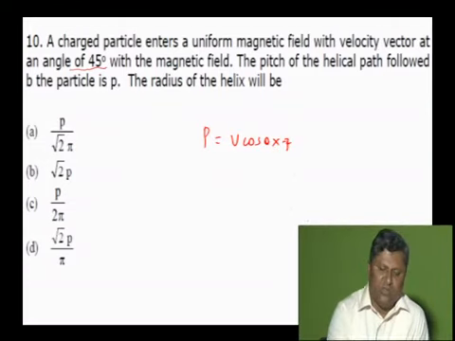Okay, so this clearly shows that theta is not equal to 0, theta is not equal to 90 or 180. So obviously it describes a helical path and we have to find the radius of the helical path. We are finding the radius of the helical path in terms of pitch. So first we will write the expression for pitch, that is pitch equals v cos theta into T, where T is the time period.